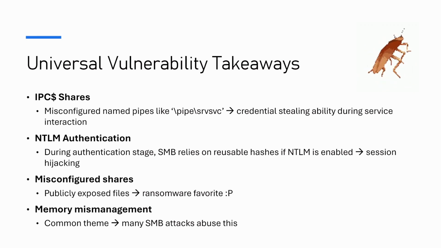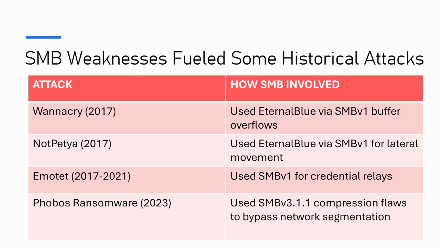And misconfigured shares, so publicly exposed files are a ransomware favorite. If there's misconfiguring there, then that's an open fault. Memory mismanagement. We're seeing a common theme is poor handling of requests and buffer allocation, leading to crashes or code injection or overflow-focused attacks. So the overall pattern is that attackers exploit SMB's trusted role in networks. And here are some major attacks fueled by SMB's weaknesses.